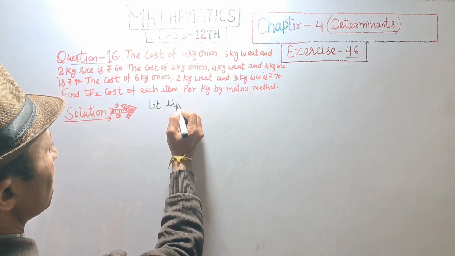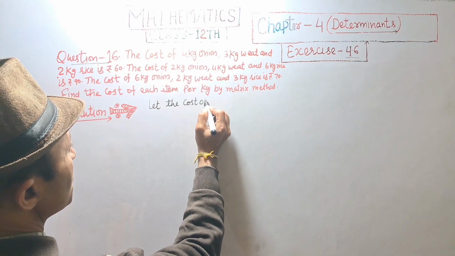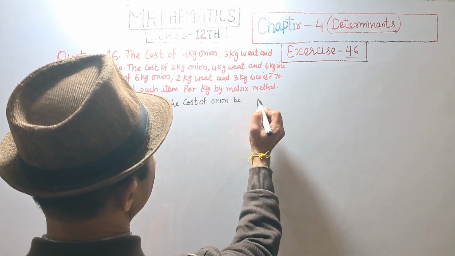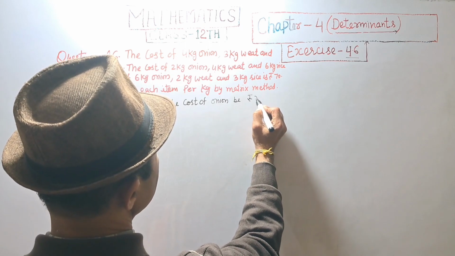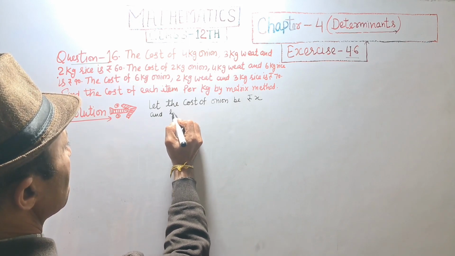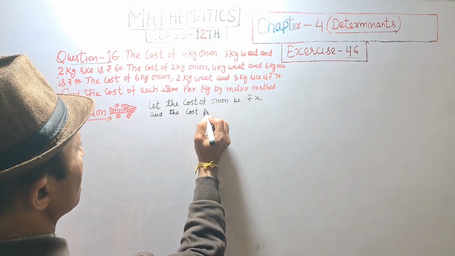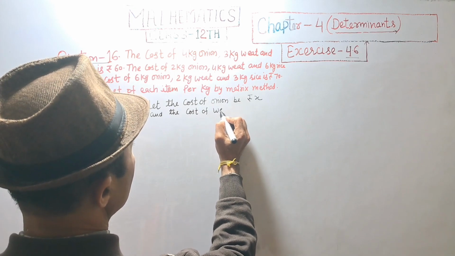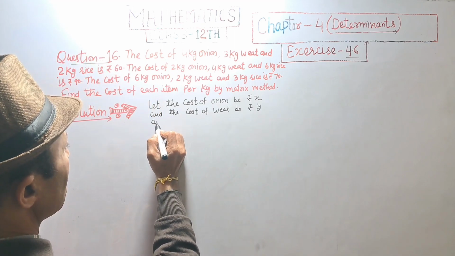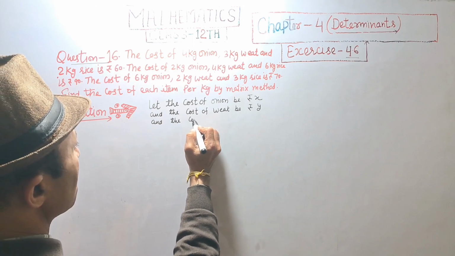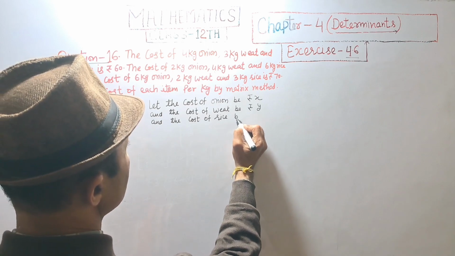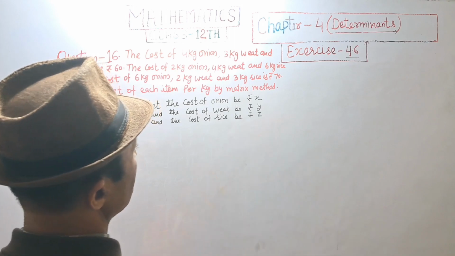Let the cost of onion be rupees x and the cost of wheat be rupees y and the cost of rice be rupees z.